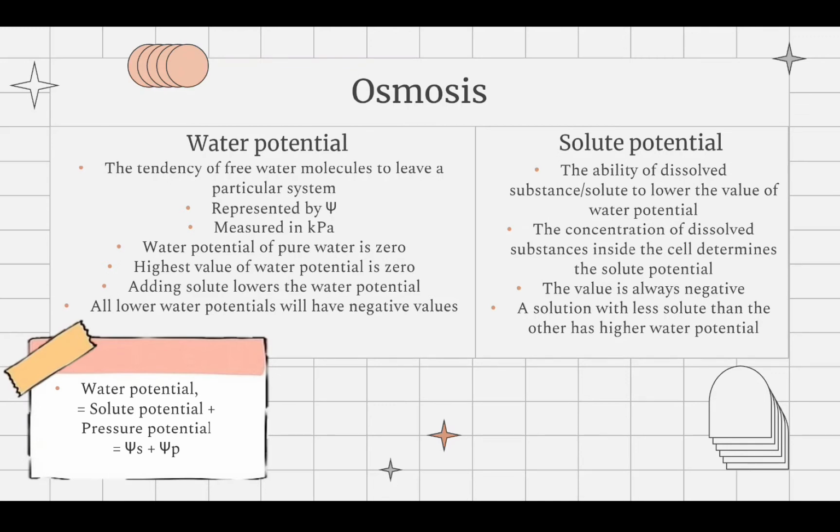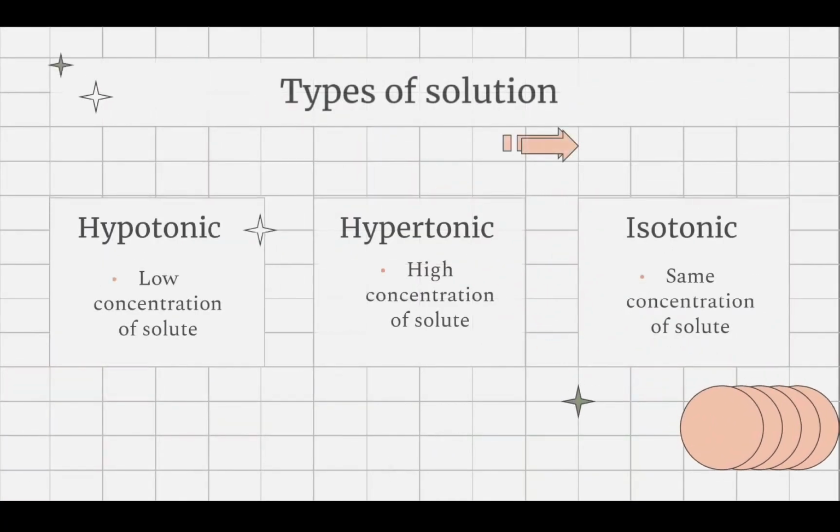Solute potential, it is the ability of dissolved substance or solute to lower the value of water potential. The concentration of dissolved substance inside the cell will determine the solute potential. Remember that the value will always be negative, and a solution with less solute than the other has higher water potential. Next, there are three types of solution, which is hypotonic, hypertonic, and isotonic.